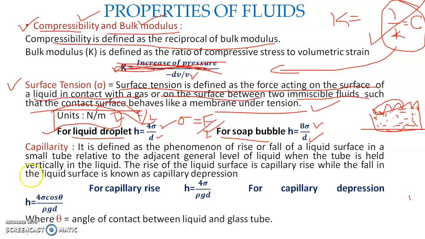Clear? Next one is capillarity. Capillarity is defined as the phenomenon of rise or fall of a liquid surface in a small tube relative to the adjacent general level of the liquid. You have already seen this in science, and I have explained it. Okay, clear? If you consider the rise or fall of a liquid in a small glass tube, the variation of cohesive and adhesive pressure is called capillarity. Clear?